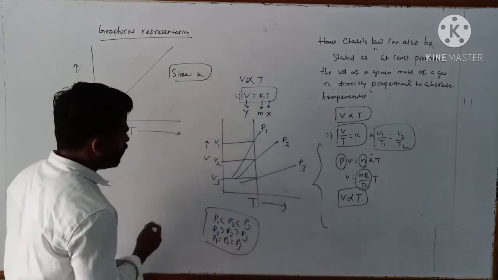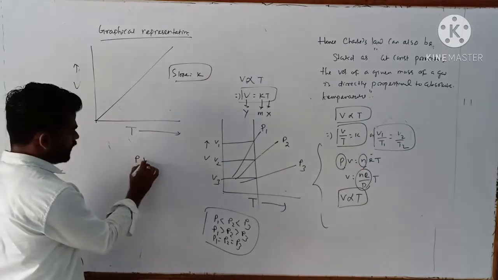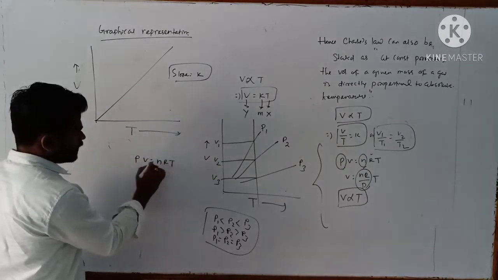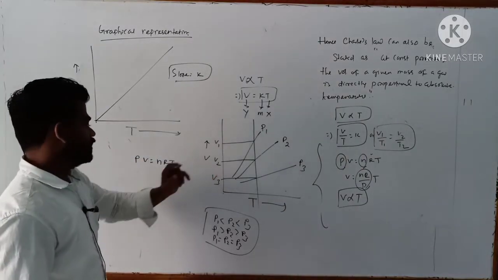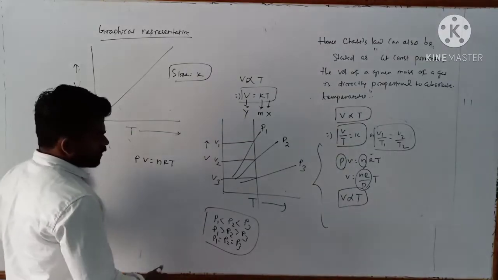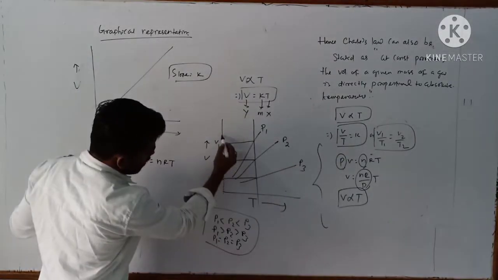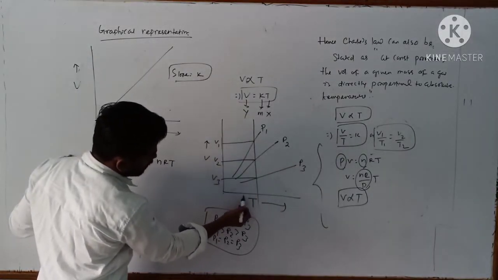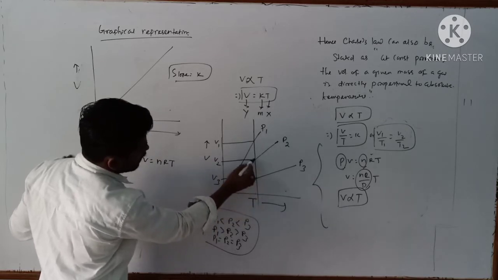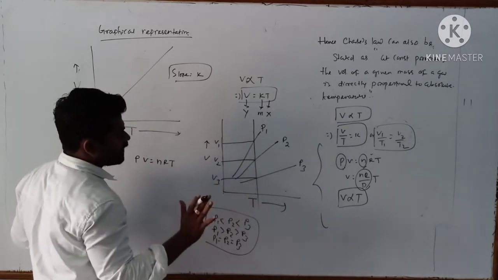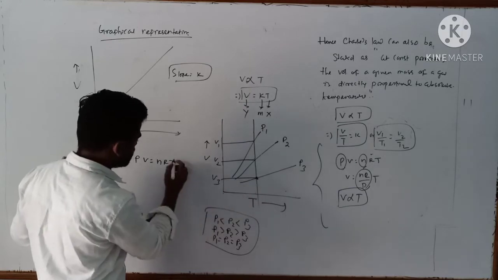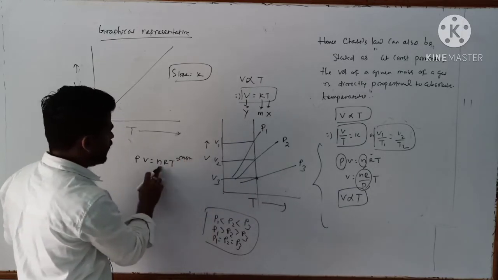Okay, so now consider PV is equal to nRT. Here you see, any line parallel to the y axis, x is equal to constant, so temperature is constant everywhere. Here you are getting a fixed temperature, there is no change in temperature, so temperature is constant, n constant, R constant.